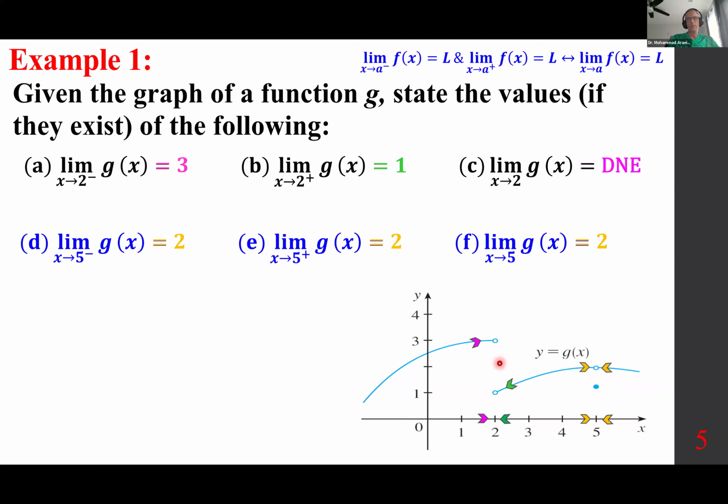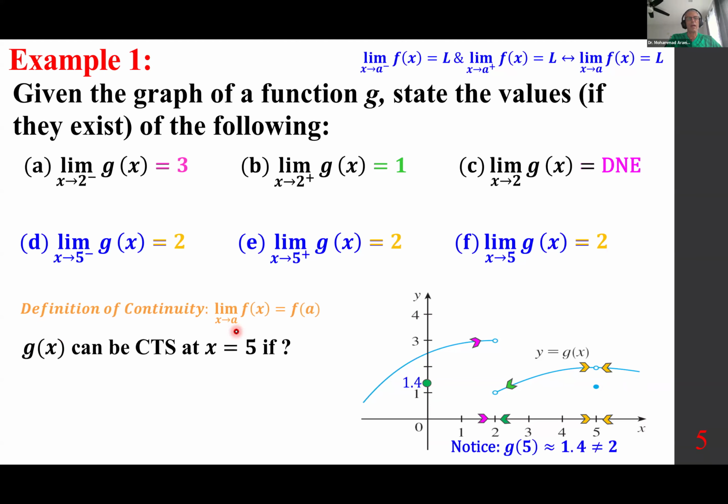Okay. To add a couple of things here, notice the g(5) is almost 1.4, which is not equal to the limit. It still makes it discontinuous at this point. Reminding you the definition of continuity: if the limit of f(x) as x approaches a equals f(a), then f(x) is continuous at a. And is g(x) continuous at 5? The answer is no. Can we fix it?